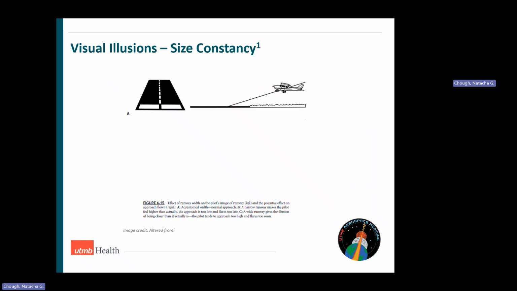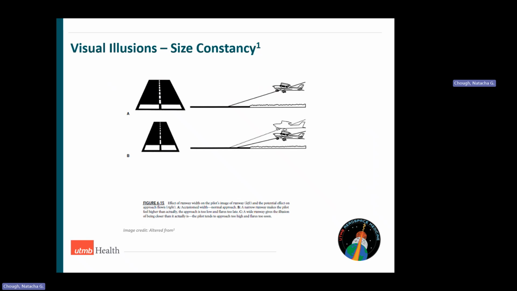Here you see next to the letter A, a normal runway. This is the image that the pilot is trained to see out of the cockpit when they're on final approach. They know when the runway looks like this, they are neither too high nor too low. I've now added a second runway labeled B to the image. It's a narrow runway. Compared to the image of runway A, do you look too high or too low? You look too high.